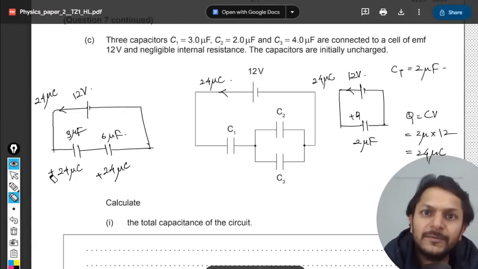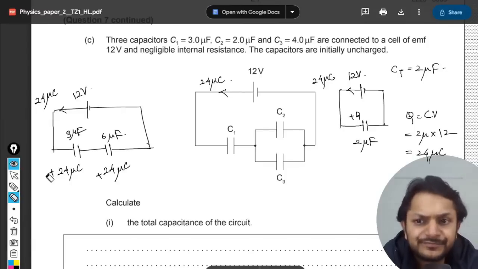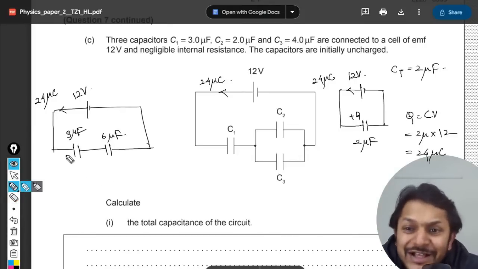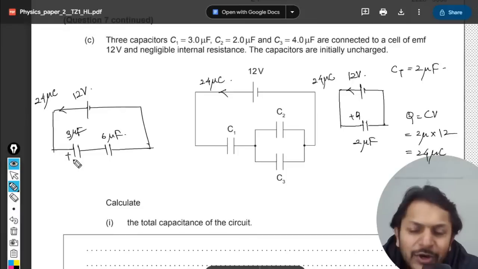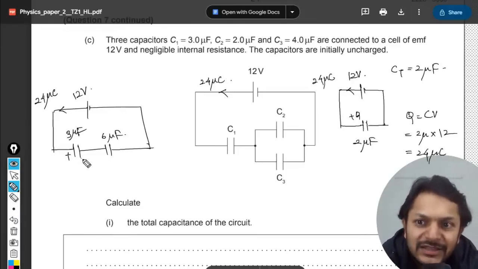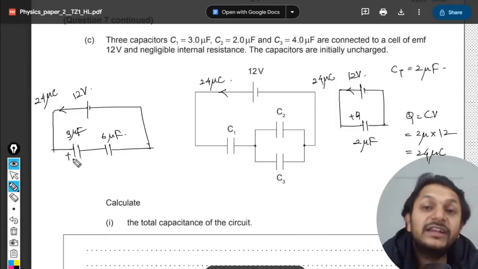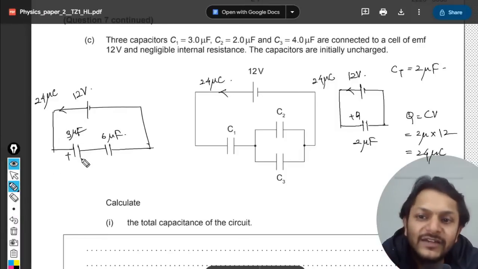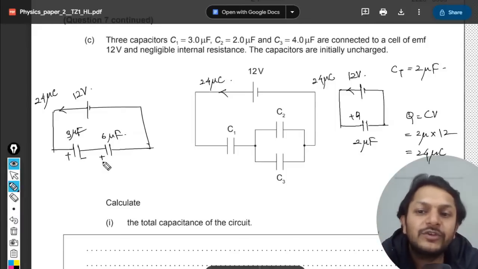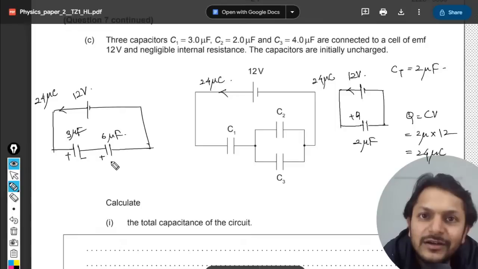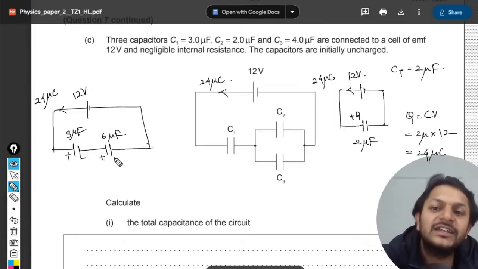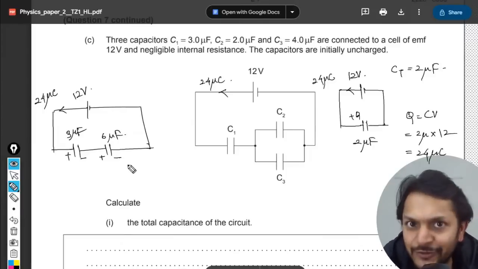You know what is happening? Induction is happening here. So let me try to explain, if you are able to understand. This plate becomes positively charged, but this plate is actually not connected, isn't it? The negative plate is not connected here. It is induced. So negative charge on this plate is induced, which in turn is inducing this positive charge on the other plate of the other capacitor. So this positive charge is inducing negative charge on the second plate of 6 microfarad.